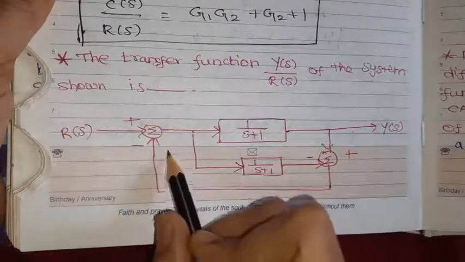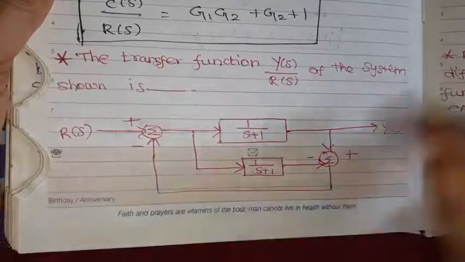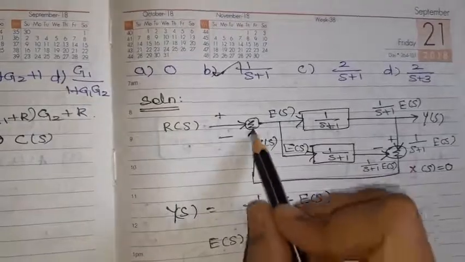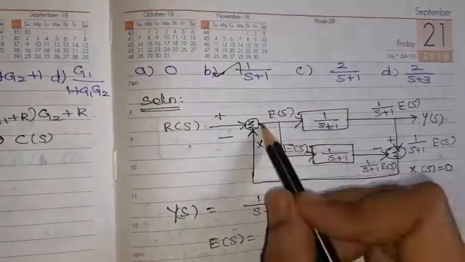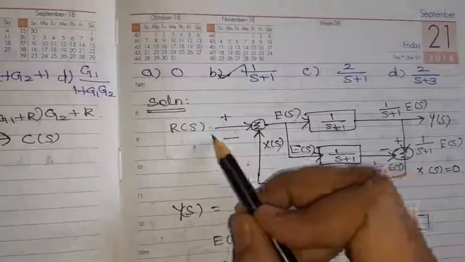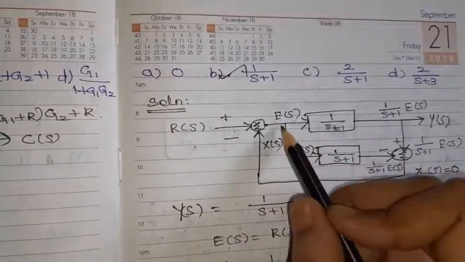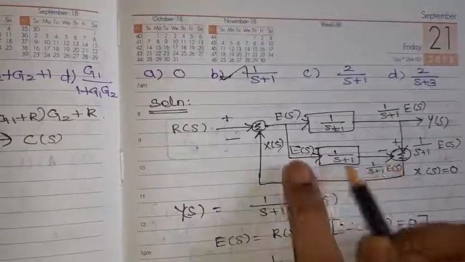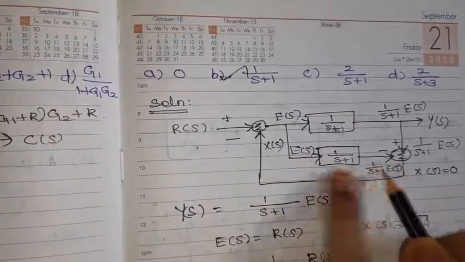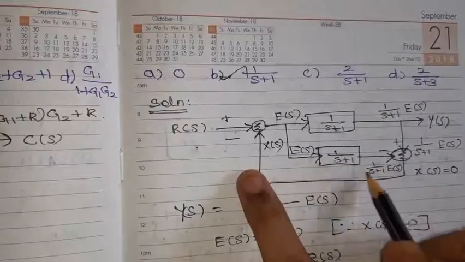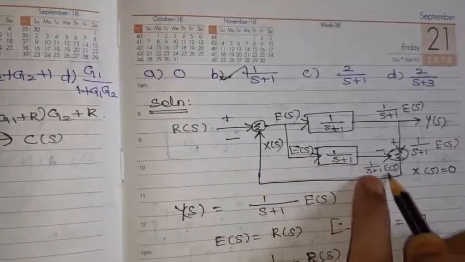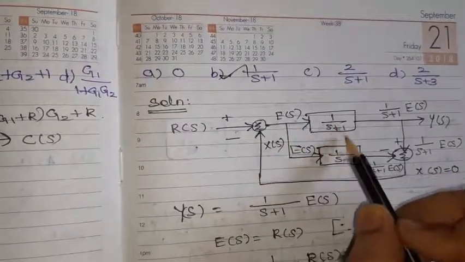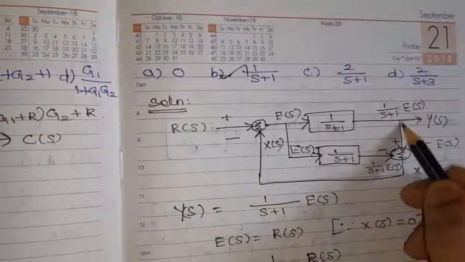So take it as X of s. So R of s minus X of s is nothing but some value, take it as E of s. After summing we will get E of s. This E of s goes here. Then what will be the output here? E of s into 1 by s plus 1. So we will get 1 by s plus 1 into E of s here. Then in the above block, E of s into 1 by s plus 1. Now we are going to do the summing.